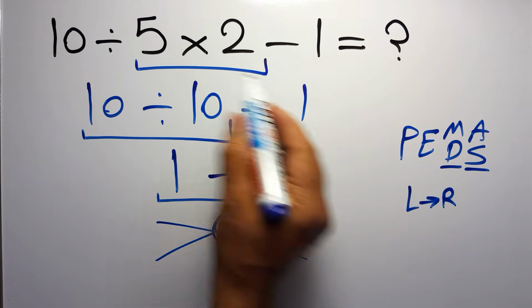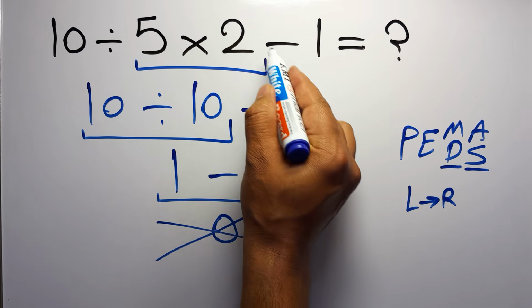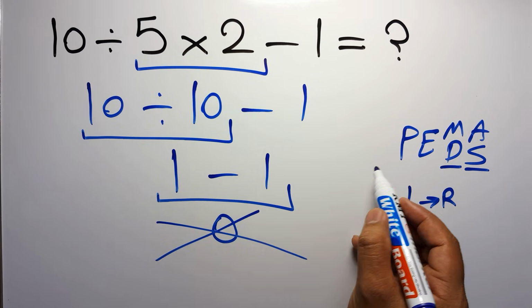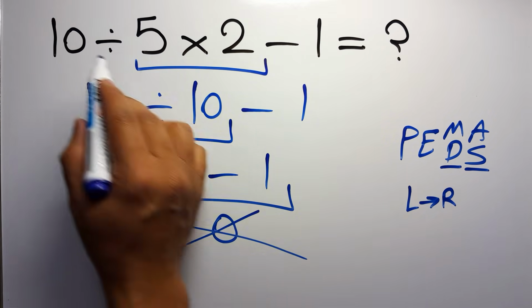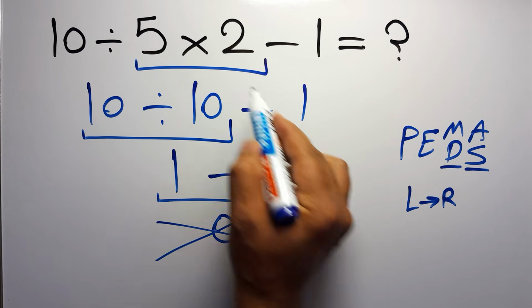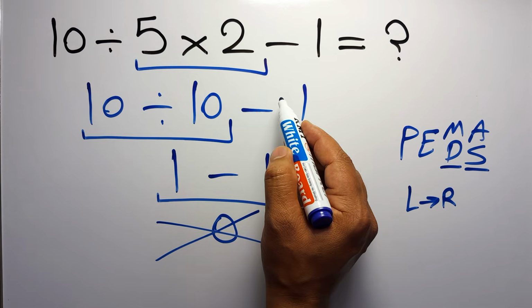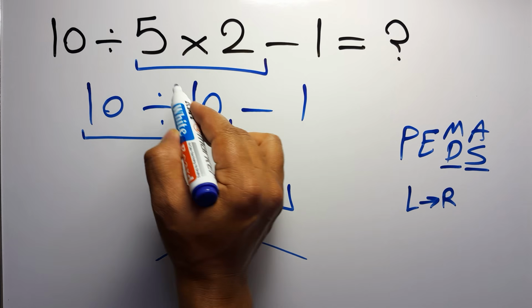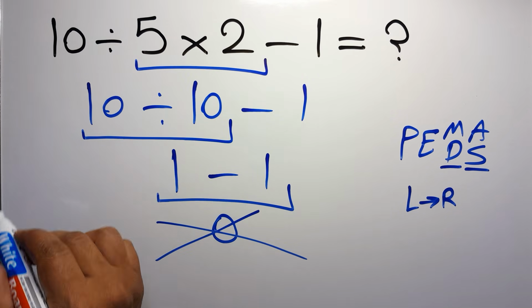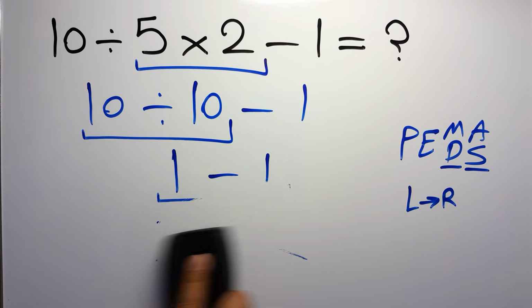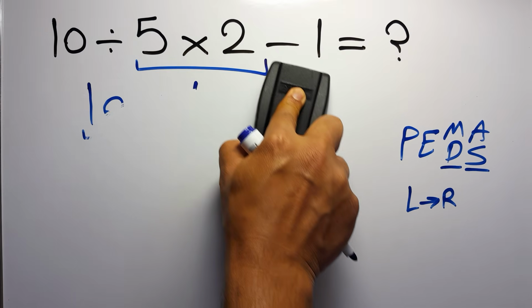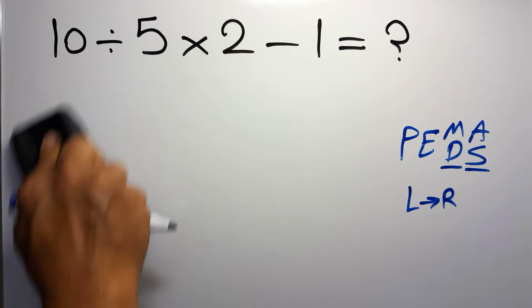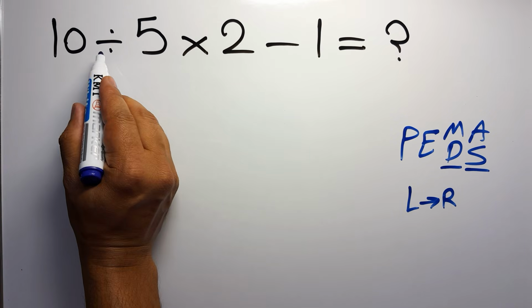In this expression we have one division, one multiplication, and one subtraction. According to PEMDAS, first we have to do this division, then this multiplication, and finally this subtraction. If we do this multiplication before this division, it is wrong. So first we have to do this division.